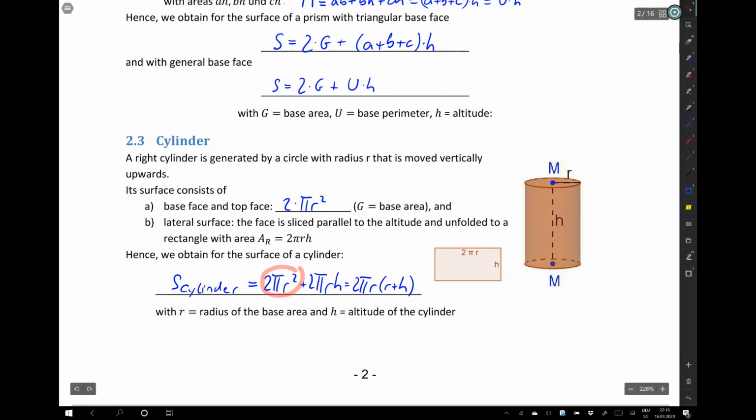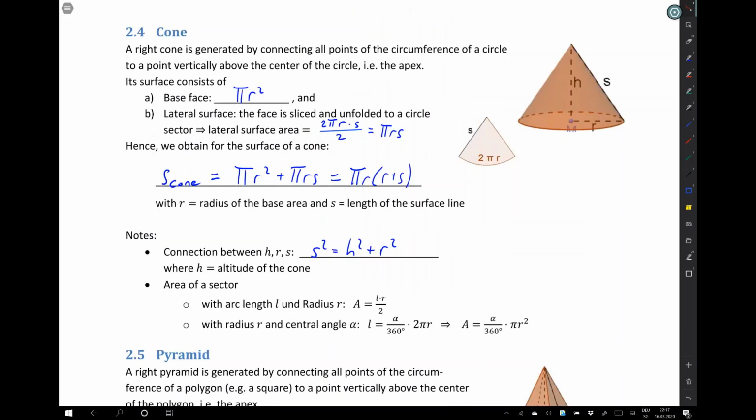and we get for the surface of the cylinder just 2 times pi r squared, the base and the top face, plus 2 pi r h, the lateral face. A right cone is obtained by connecting a circle with a point vertically above the center of the circle. The surface consists of the base face and the lateral face.